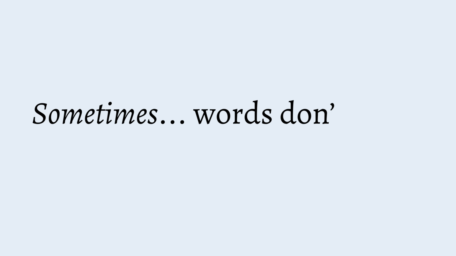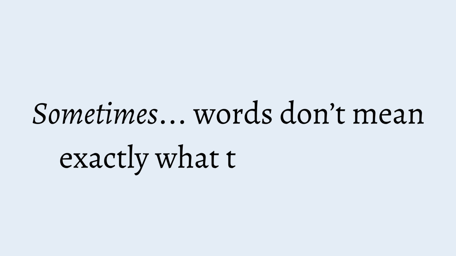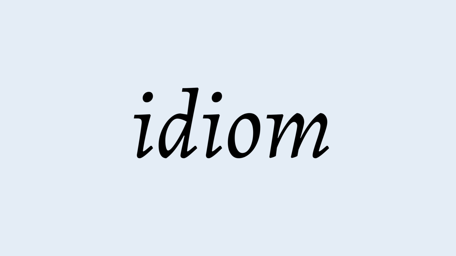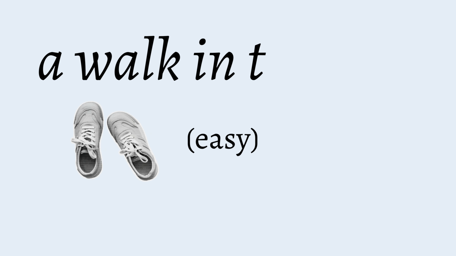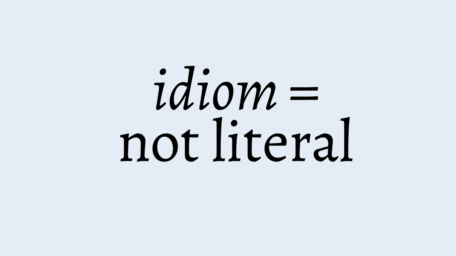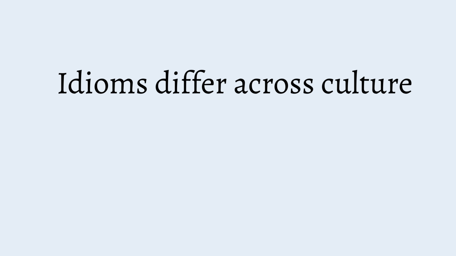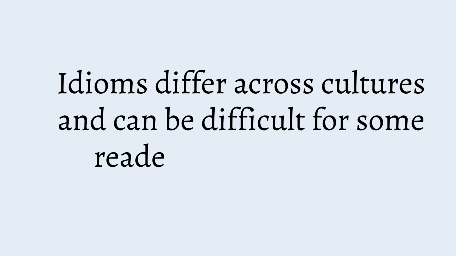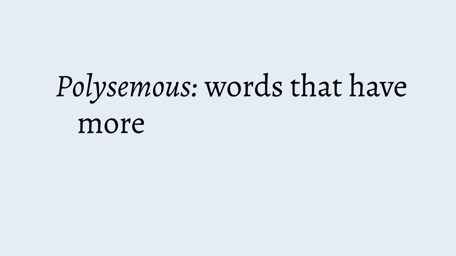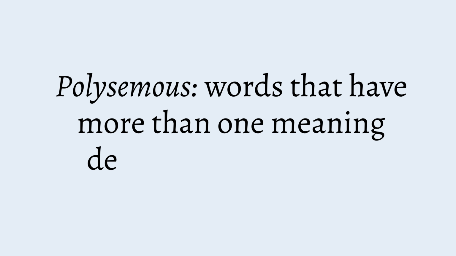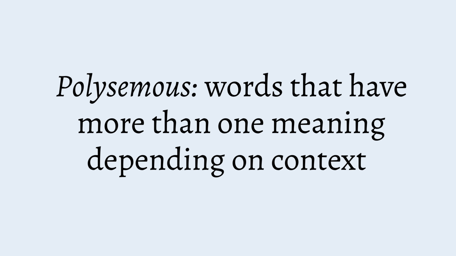Sometimes, words don't mean exactly what they seem to. When we use an idiom, such as over the moon or a walk in the park, we don't mean the words literally. Idioms differ across cultures and can be difficult for some readers to understand. Many words are also polysemous, meaning they have more than one meaning depending on context.